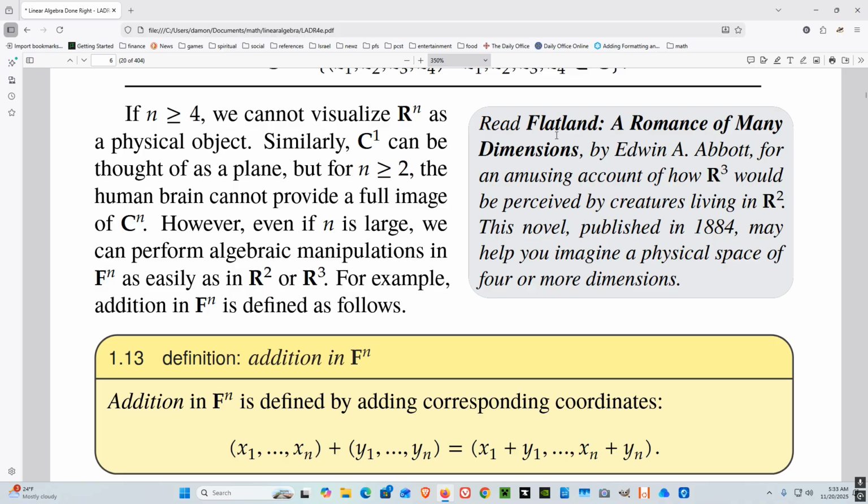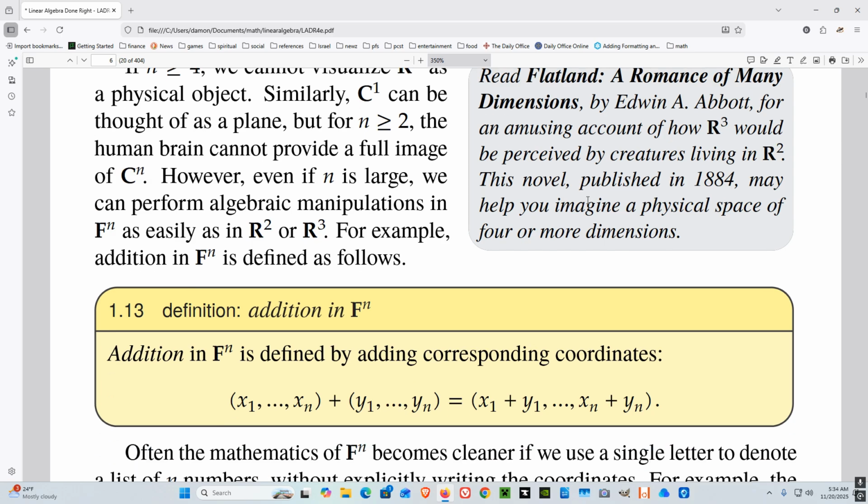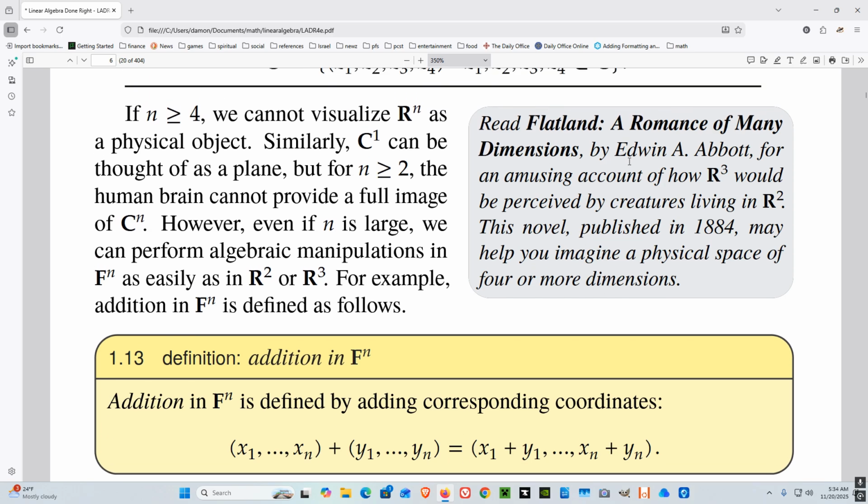Oh, he says read Flatland. Okay, so he admits, how the sphere that moves through Flatland. I read the book, and it's a small book. Flatland: A Romance of Many Dimensions. It is readable. It is probably worth a read, considering how short it is. By Edwin A. Abbott. For an amusing account of how R cubed would be perceived by creatures living in R squared. This novel, published in 1884, may help you imagine a physical space of 4 or more dimensions.